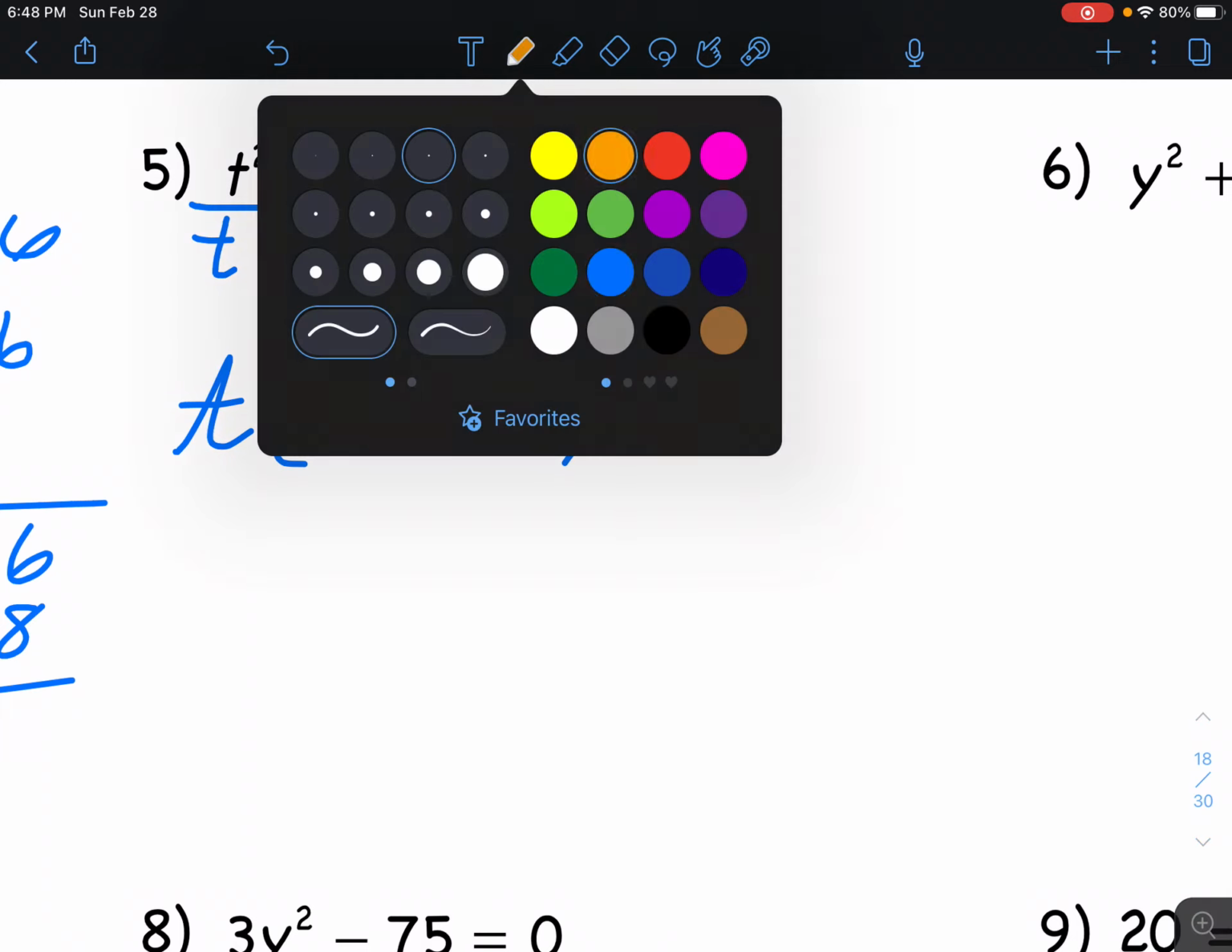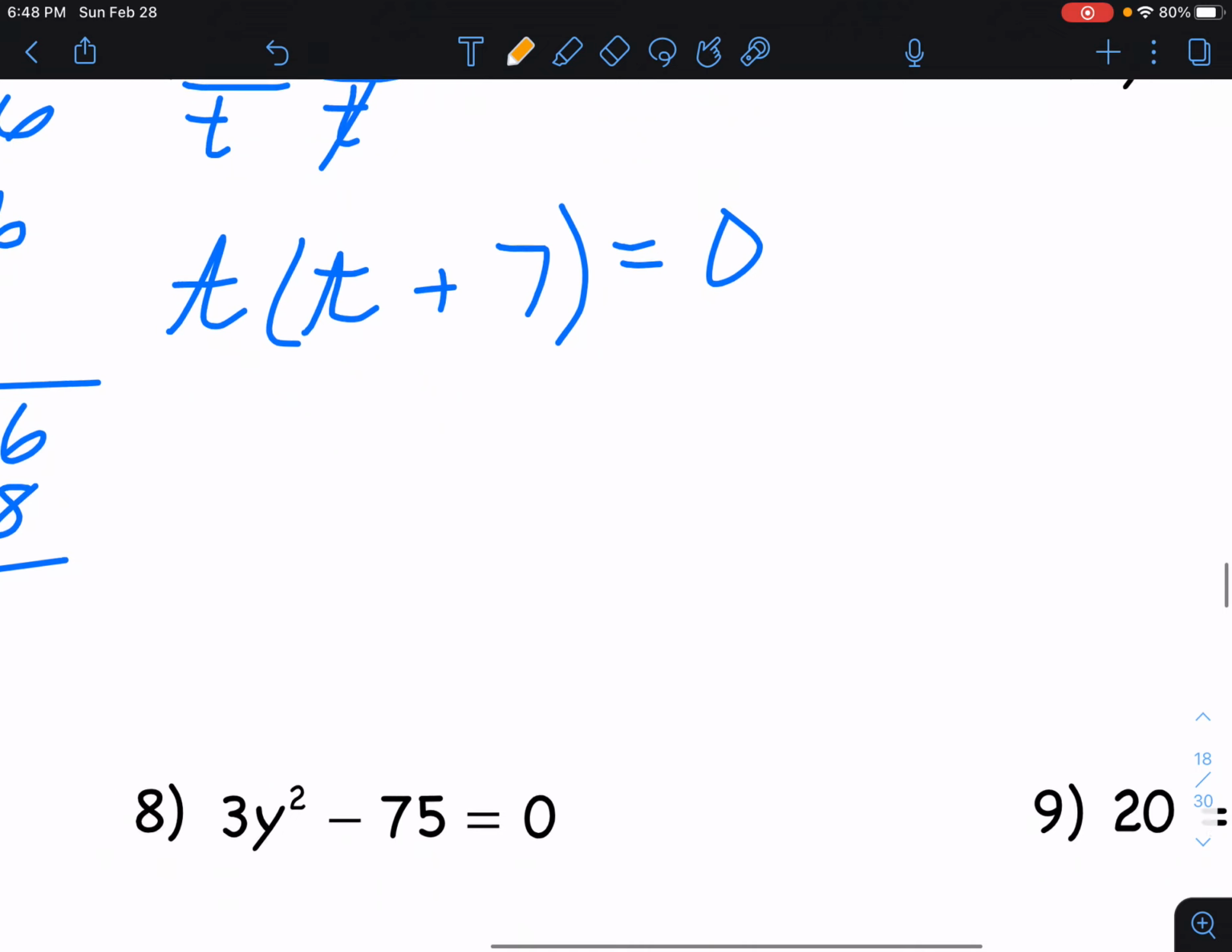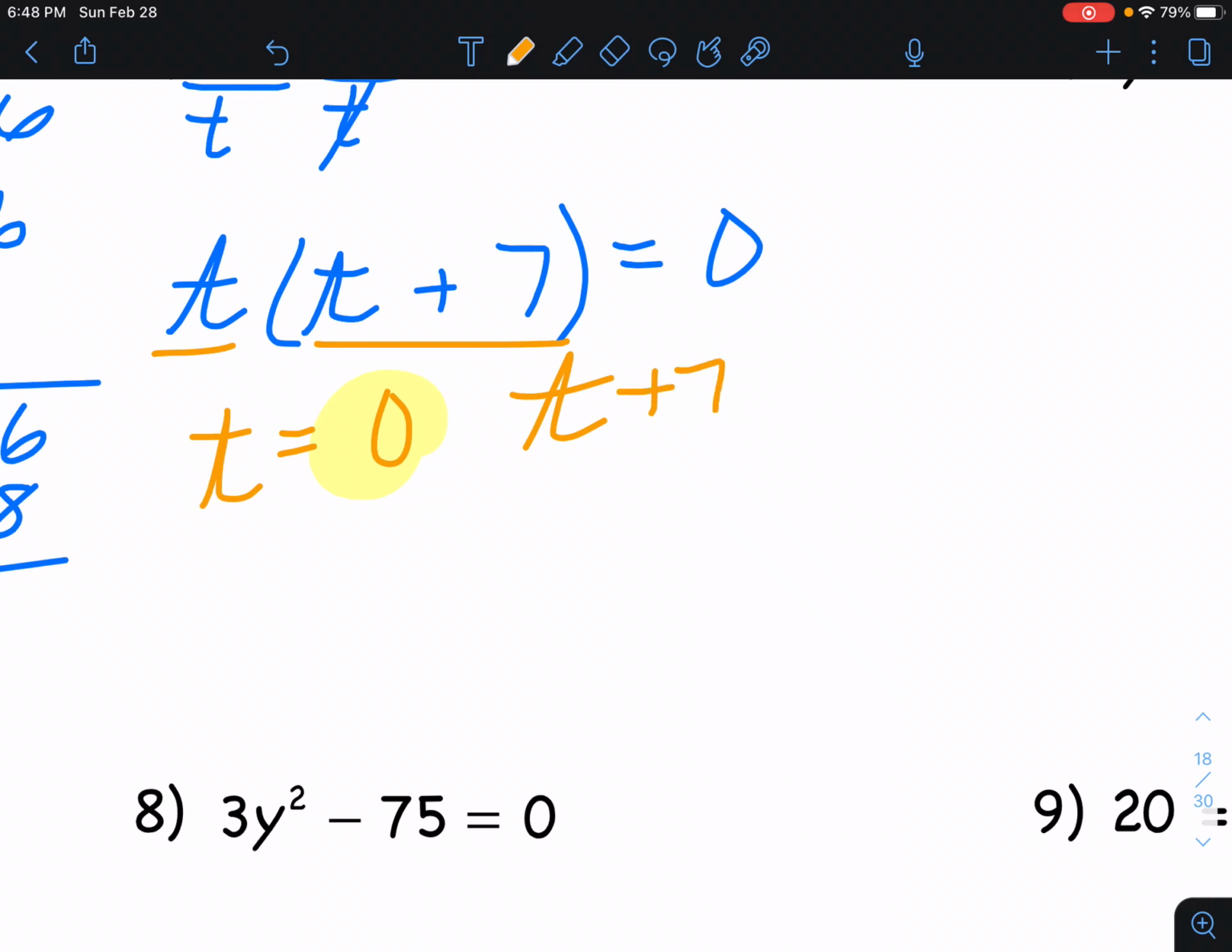So now from here, we can get 2 answers. We have 2 factors. We're going to set each of them equal to 0 and solve. Now right away, the first one, the GCF, t equals 0. That's solved, so there's one of my answers. And then the other one, t plus 7 equals 0, so t would have to be negative 7. So there's your 2 answers.